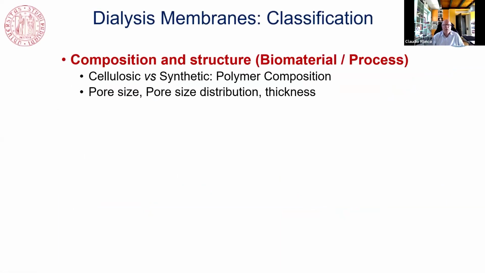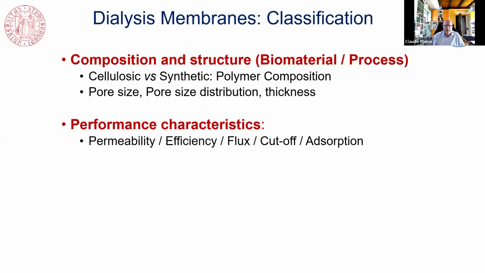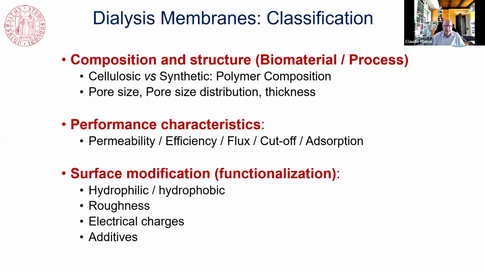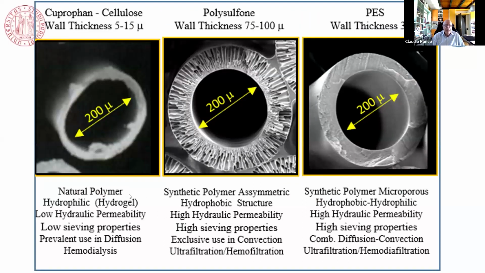Now, how do we classify membranes? We classify by composition and structure, biomaterials, the process, etc. We characterize performance characteristics like permeability, efficiency, flux, cutoff, adsorption capacity, and by surface modification, whether membranes are functionalized or not. Initially, we had membranes that were cellulose-based. Their wall thickness was very thin, but they were extremely poorly permeable and poorly biocompatible, with very low sieving properties. So they were prevalently used in diffusion.